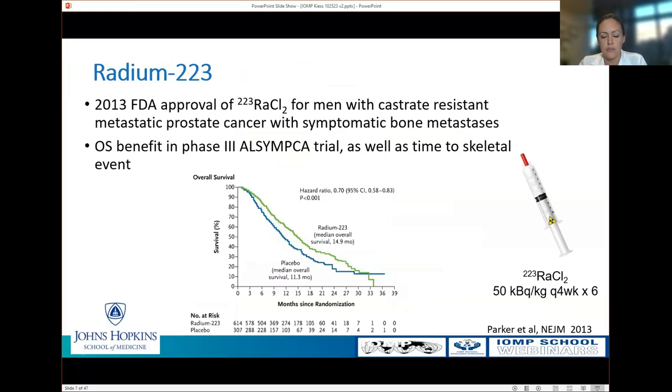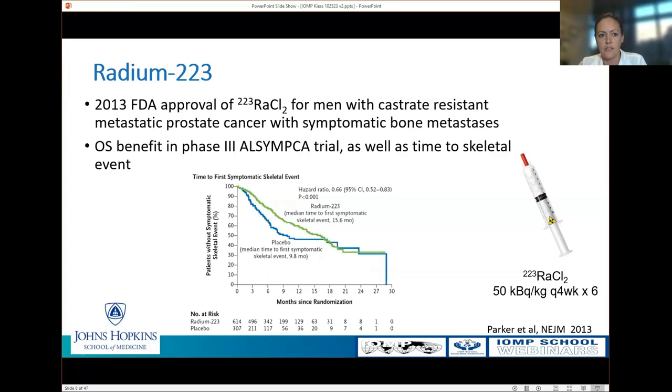It was FDA approved in 2013 for use in men with castrate-resistant metastatic prostate cancer with symptomatic bone metastases, based on the results of the ALSYMPCA phase 3 trial that showed an overall survival benefit compared to placebo of 15 months versus 11.3 months, and also showed a benefit for patients in terms of increased time to their first symptomatic skeletal event, like a bone fracture. This is given once a month for up to 6 cycles at a dose that's weight-based of 50 kilobecquerels per kilogram.